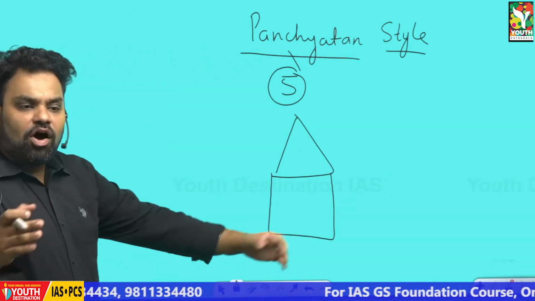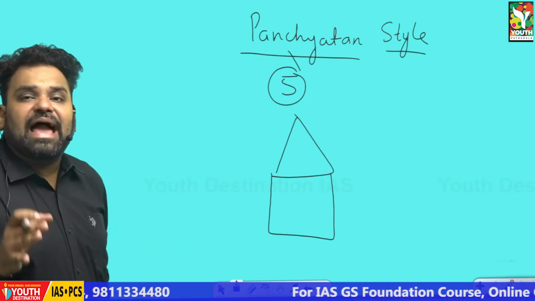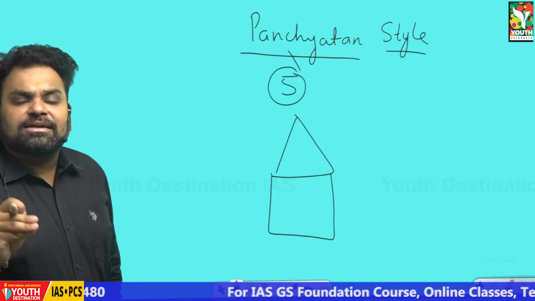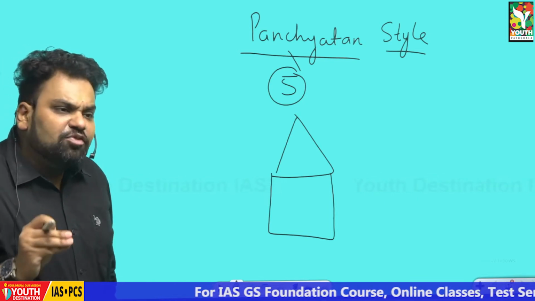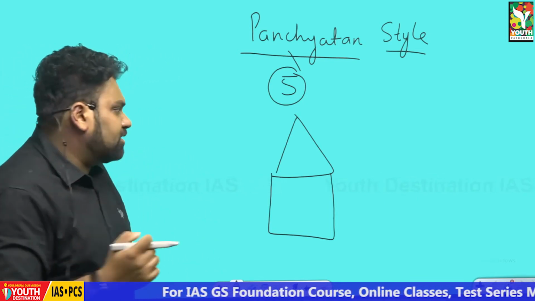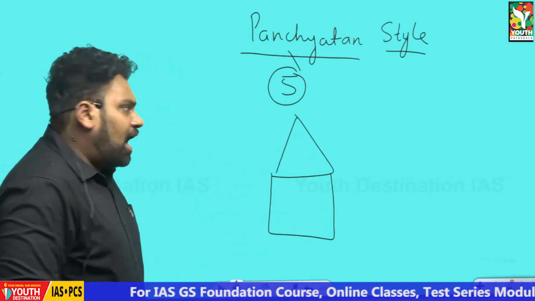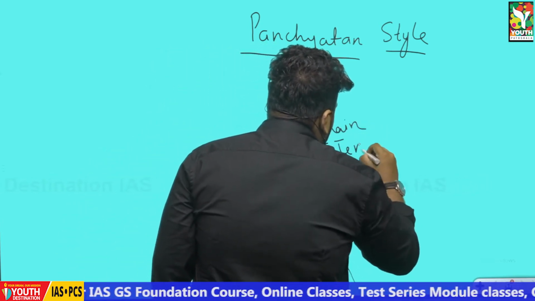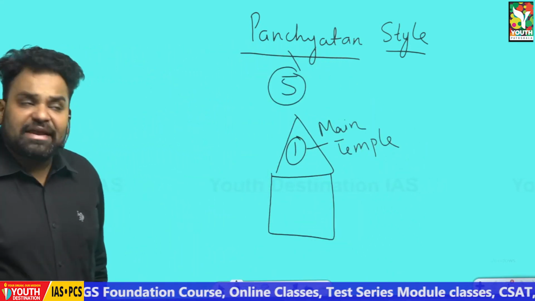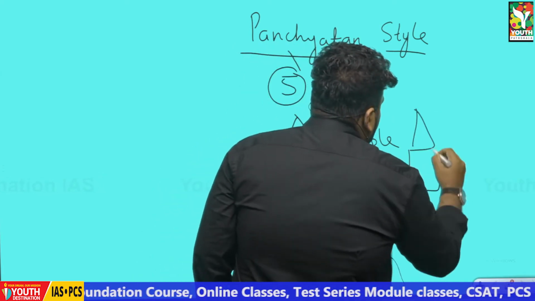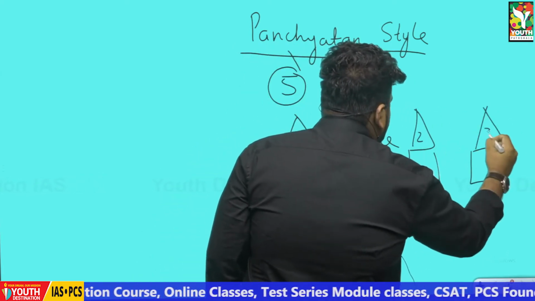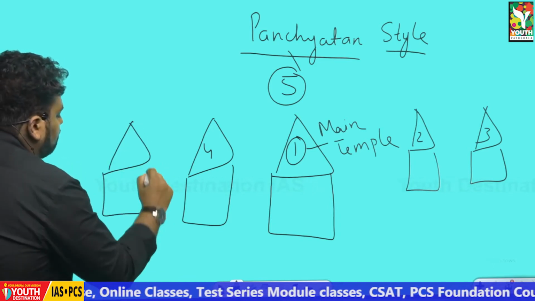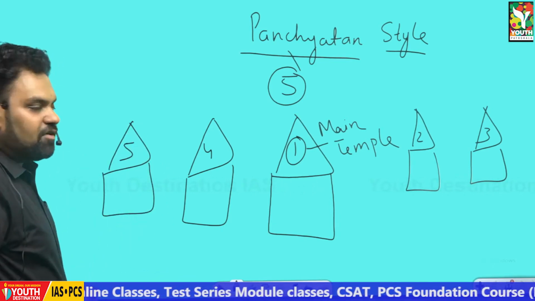Five small temples or small garbhagrihas began to be developed within a single temple complex. For example, at the center was your first garbhagriha, which was sometimes also known as the main temple. Secondly, there was this second main temple, then there was this third main temple, and then there was this fourth, sorry, not main temple, but the subsidiary temples, and this was your fifth subsidiary temple.